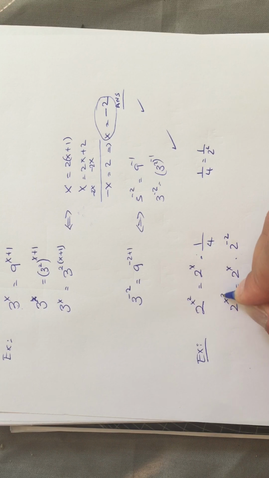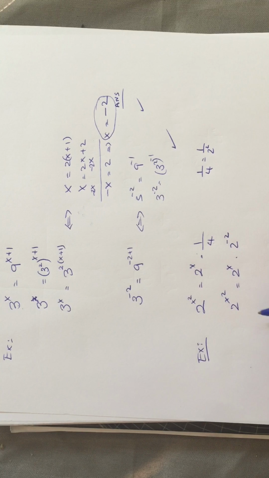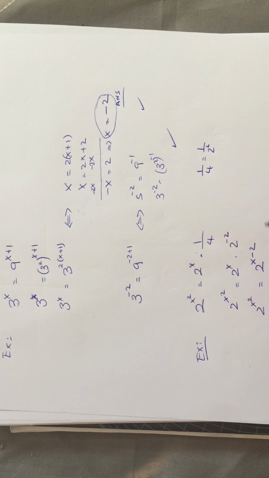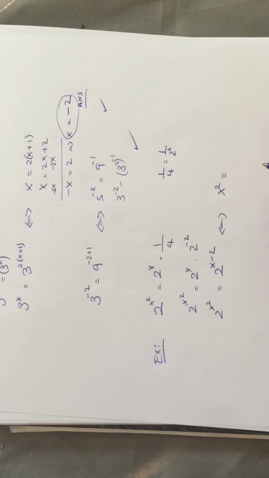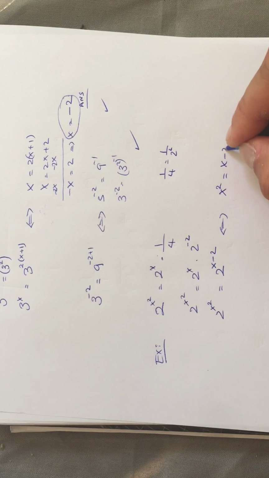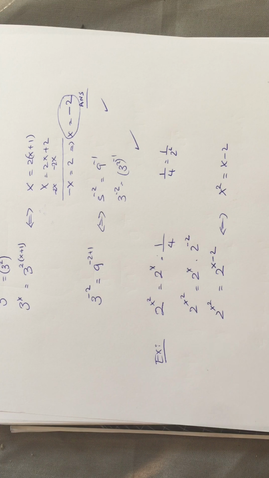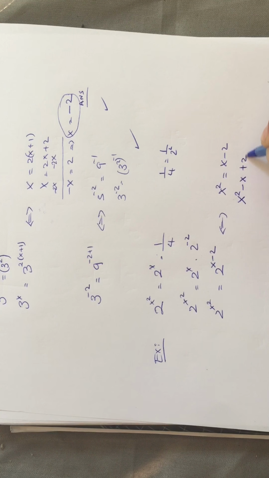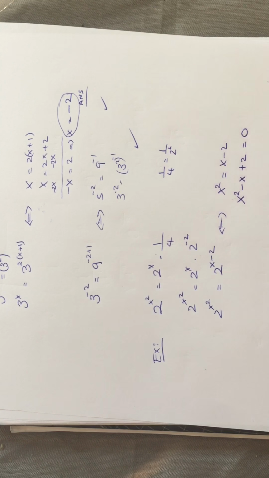And what do I do with this? You add the powers, right? So 2 to the x squared is equal to 2 to the x minus 2. This tells you that x squared must equal x minus 2. Now how do I solve this? Well, first you need to set one side to 0. It's x squared minus x plus 2 must equal 0.